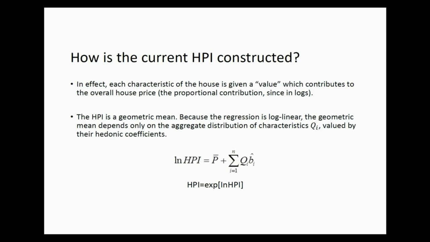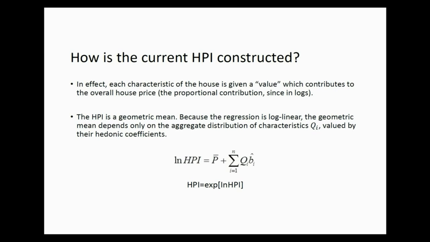I'll just say a couple of words about it, though. In effect, each characteristic of a house is given a value, which it contributes to the overall house price. And because it's all in logs, it's all proportional. It's a proportional method, and the actual HPI is constructed as a geometric mean. Basically, we take the characteristics, we take the prices which we've estimated, those little beta hats, and we've used those to construct the aggregate house price index.